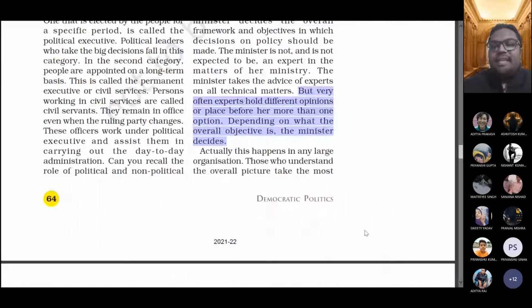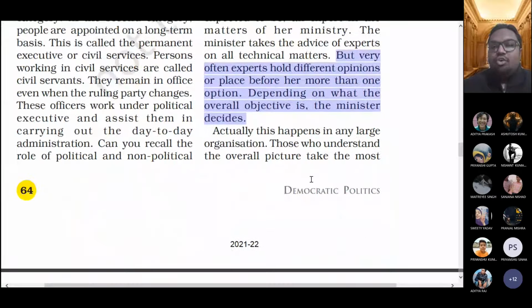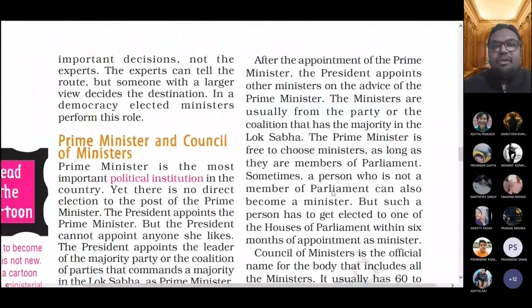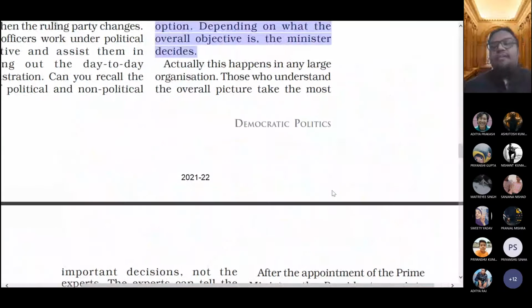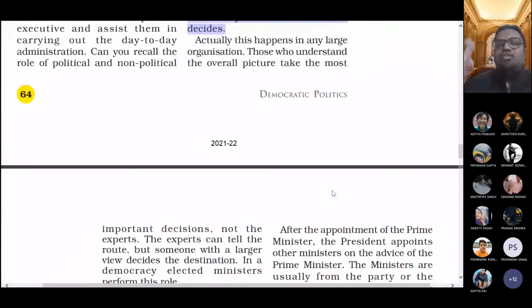Actually, this happens in any large organization. Those who understand the overall picture take the most important decision, not the experts. Okay, for example, in your school, students, you have two head authorities. First, director ma'am, and then principal sir. Yes, everyone? Yes or no? Yes or no, or everyone is sleeping. Correct. Yes, suppose yes.